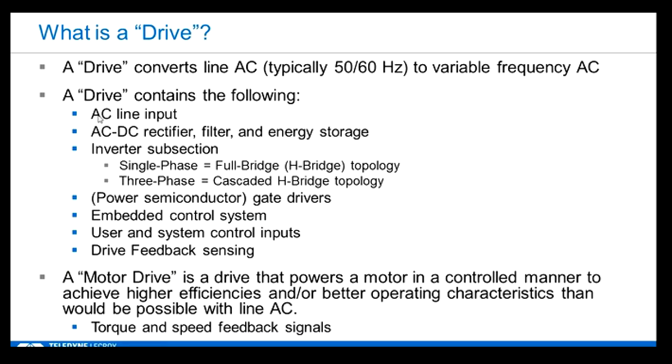So a drive contains the line input or the battery input, and some rectifier section with filtering and energy storage. There's the inverter subsection, which are those bridges that we talked about before. The gate drivers, that is the information that tells the inverter subsection to switch in a certain way. And then there's an embedded control system with some sort of user interface and feedback sensing. A motor drive is just a drive that powers a motor in a controlled manner, usually to achieve very high efficiencies or very, very defined operating characteristics, more defined than would be possible with a straight line AC signal. So these also have usually torque and speed feedback signals as well.